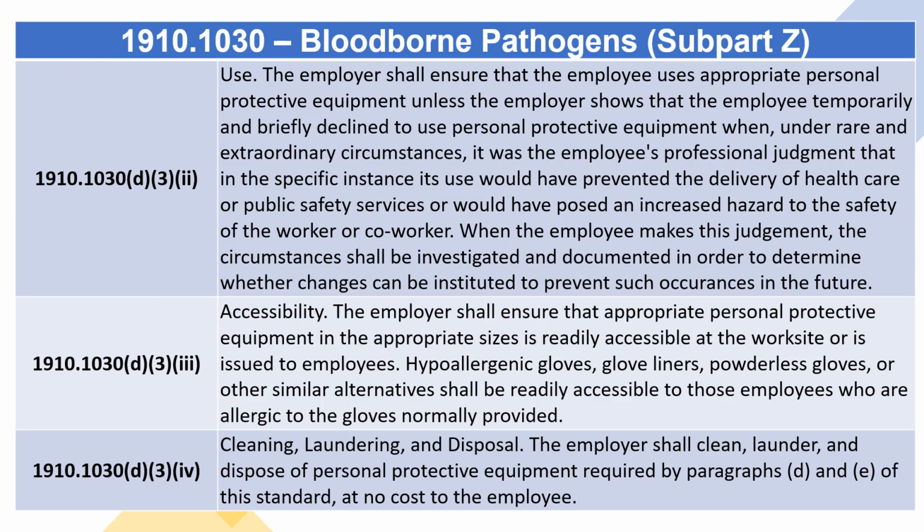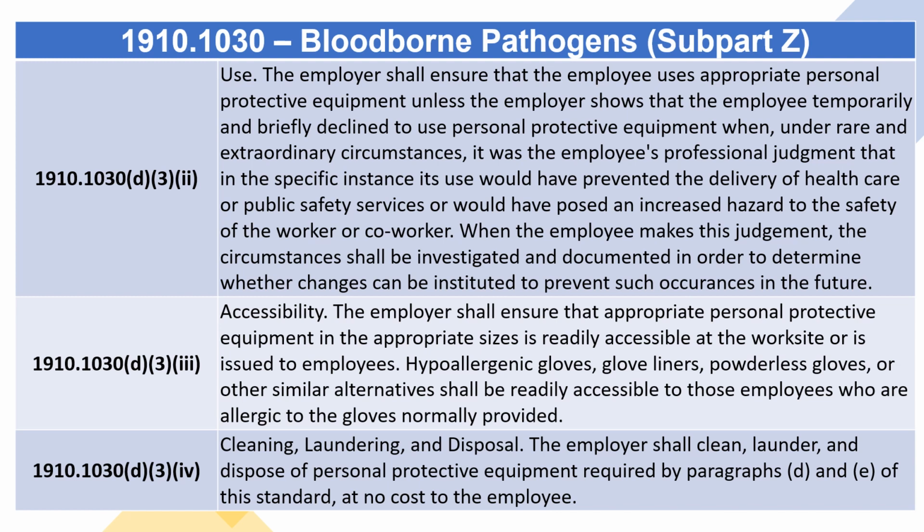Use. The employer shall ensure that the employee uses appropriate personal protective equipment unless the employer shows that the employee temporarily and briefly declined to use personal protective equipment when, under rare and extraordinary circumstances, it was the employee's professional judgment that in the specific instance its use would have prevented the delivery of healthcare or public safety services or would have posed an increased hazard to the safety of the worker or co-worker. When the employee makes this judgment, the circumstances shall be investigated and documented in order to determine whether changes can be instituted to prevent such occurrences in the future.